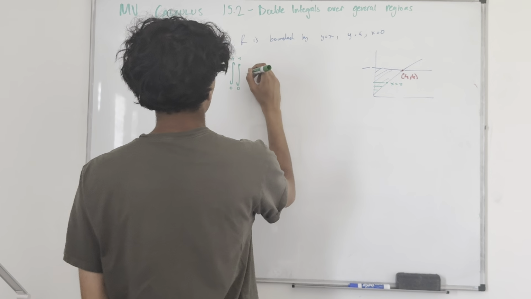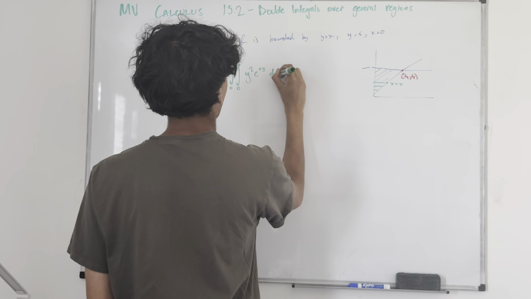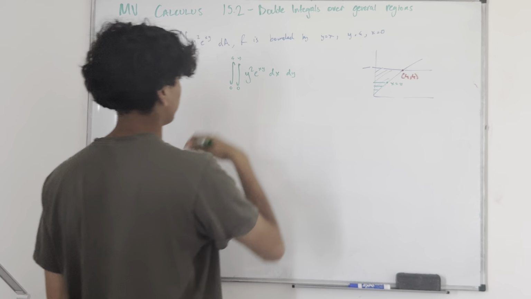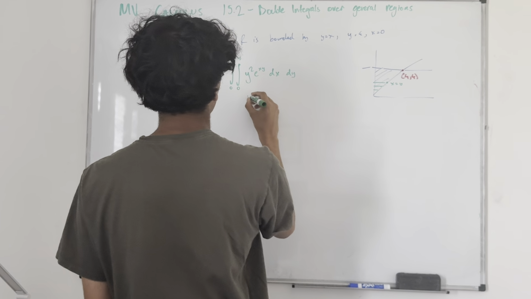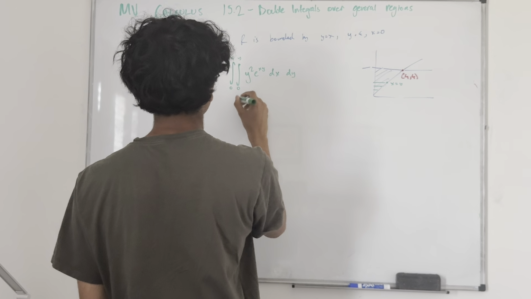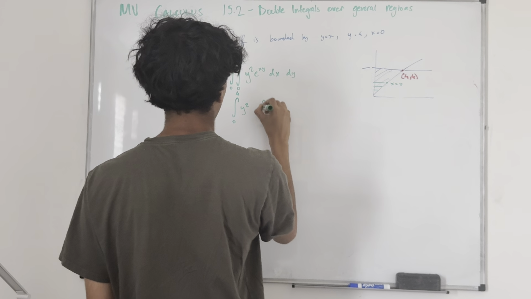So let's just solve this integral now. y squared e to the xy dx dy. I want to integrate with respect to x first because I'm dealing with x bounds. This is not too bad. I can pull the y squared out, in fact.